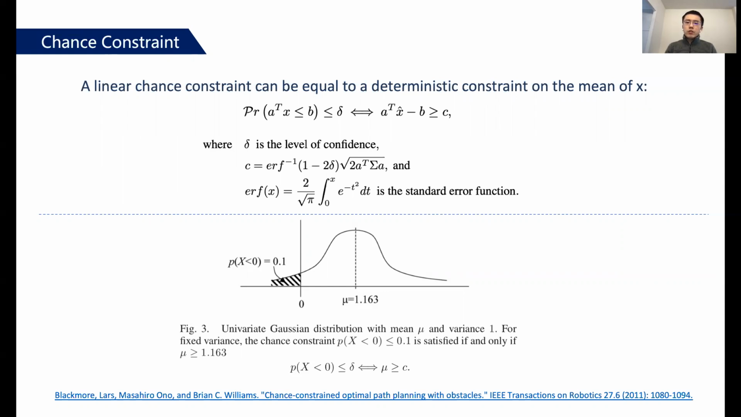To understand this conversion, we can use a univariate Gaussian distribution as an example. The mean mu is not fixed, but the variance is fixed and equal to 1. If we move the mean along the x-axis, we will find that the probability of an event x less than 0 being less than 0.1 will be satisfied if and only if the mean mu is greater than 1.163. This property can also suit multivariate Gaussian distribution cases.